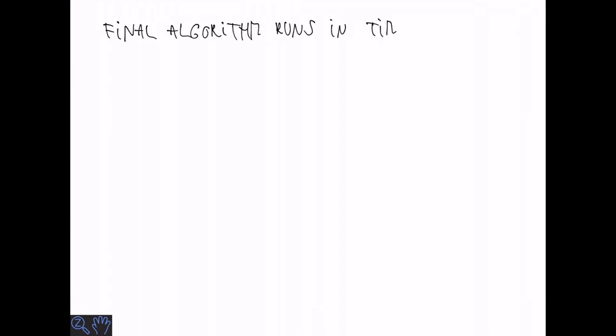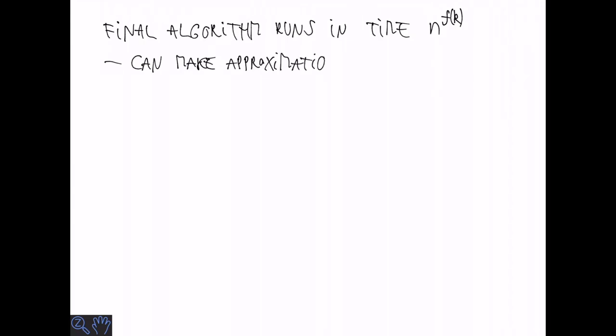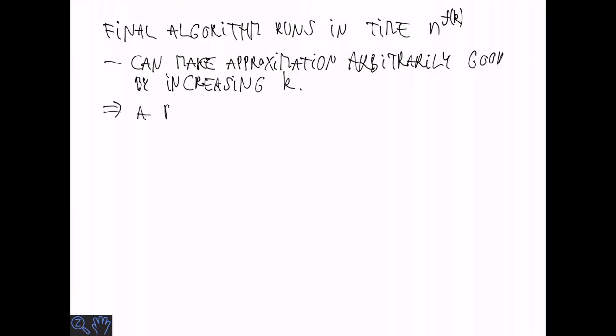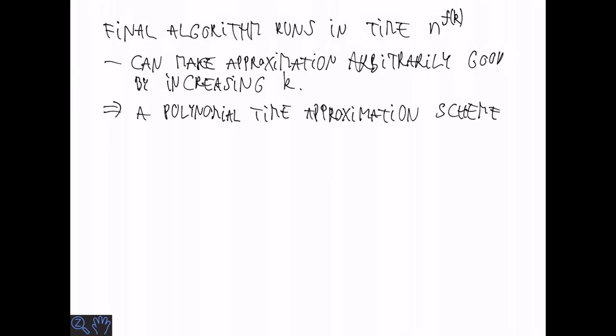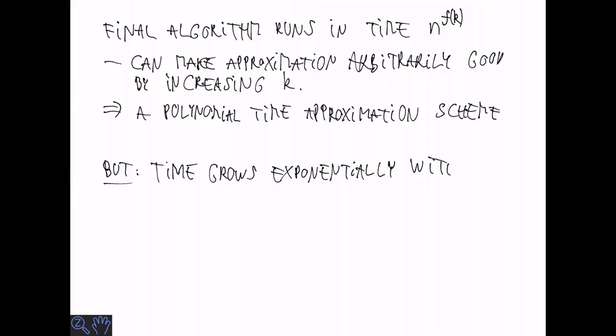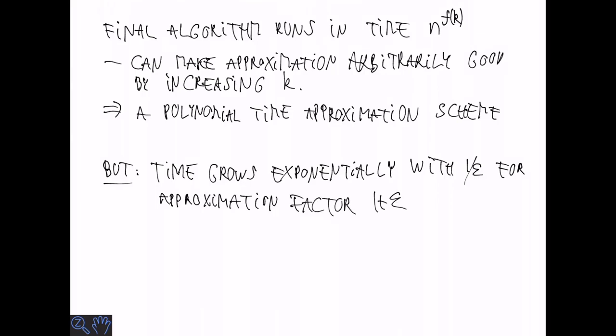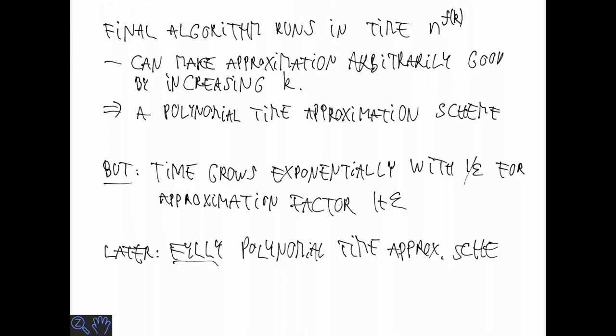So what do we end up with? Well, the final algorithm runs in time n to the f of k, where k determines the approximation quality. And we can make the approximation arbitrarily good, arbitrarily close to 1, by increasing k. So this means that we have a so-called polynomial time approximation scheme. However, the time does grow exponentially with the choice of epsilon if we want approximation factor 1 plus epsilon. Later in the course, we are going to see fully polynomial time approximation schemes, where the running time depends polynomially on n as well as 1 over epsilon.